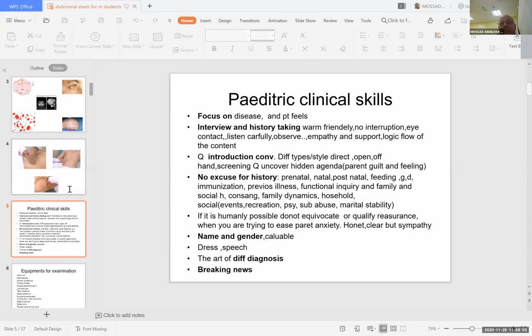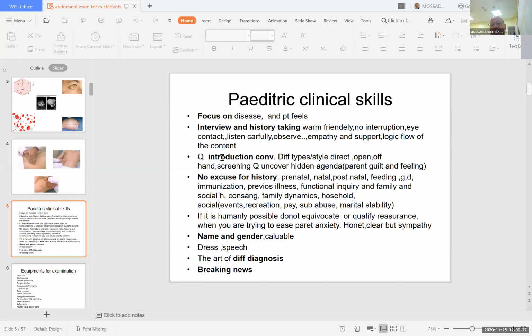So now we introduce the importance of pediatric clinical skills, which we just spoke about yesterday. Yes, focus on the disease. Interview with the patient and history taking must be warm and friendly without interruption, with good eye-to-eye contact, with listening, with observation, with empathy, with support, with logical flow. All this is your job. If you start from now, for the coming 1,000 days, I hope you will be very much a pioneer in your job, inshallah.